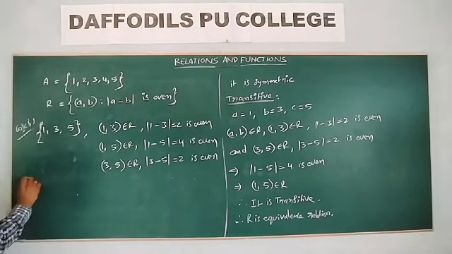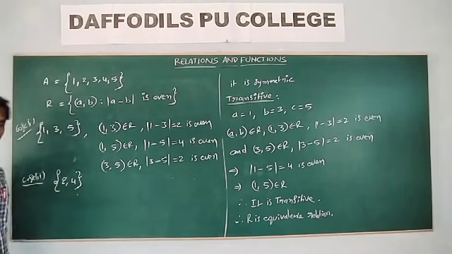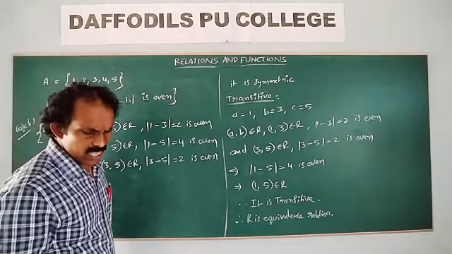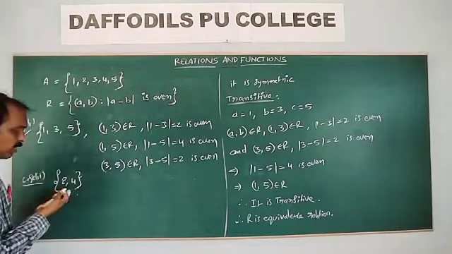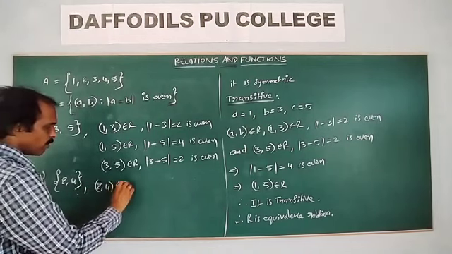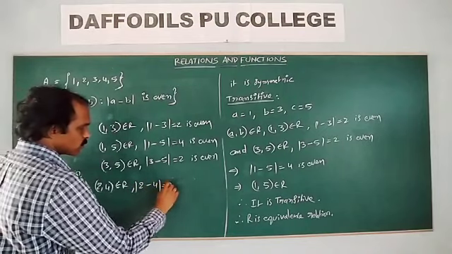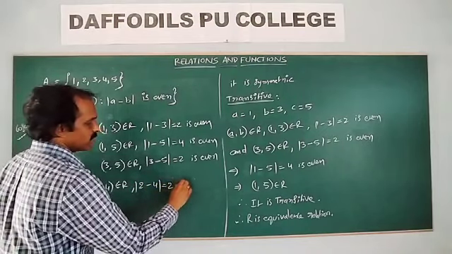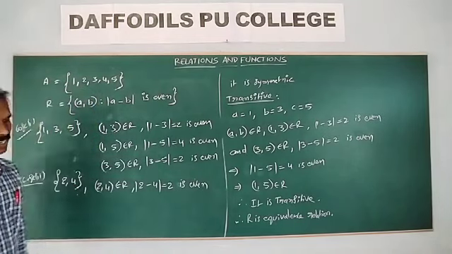Next case. What is the next case? For the set {2, 4}, all the elements of 2, 4 are related to each other. Only two elements are there. That implies (2, 4) belongs to R, that is 2 minus 4 is equal to 2, which is even. So these are also related to each other.